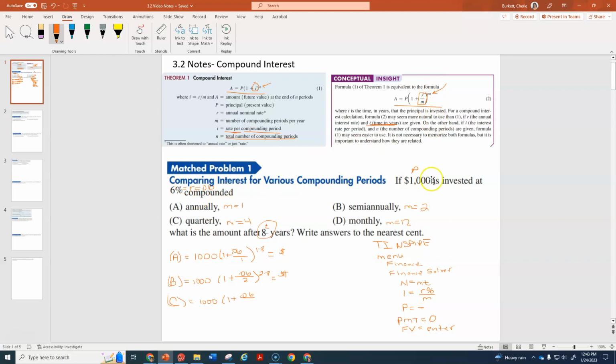So in this problem, we have $1,000 that we're going to invest. That's our principal. We're going to earn 6% interest, and that's really high. If you have a savings account, go look and see how much you're getting. Mine's like 1.25%. It's stupid low.